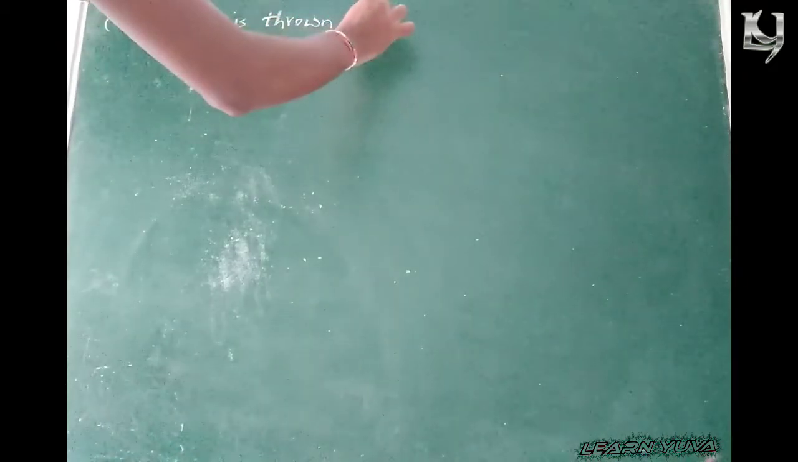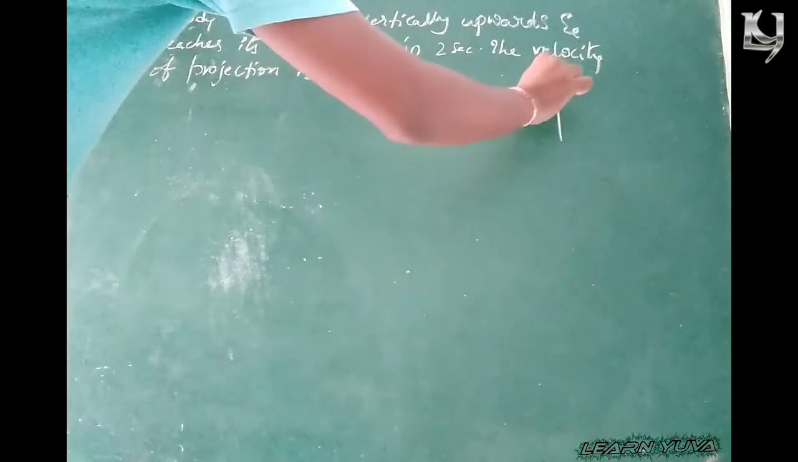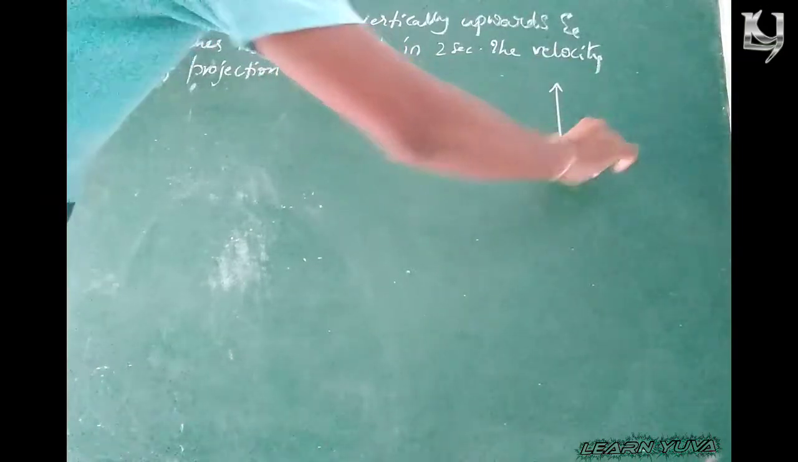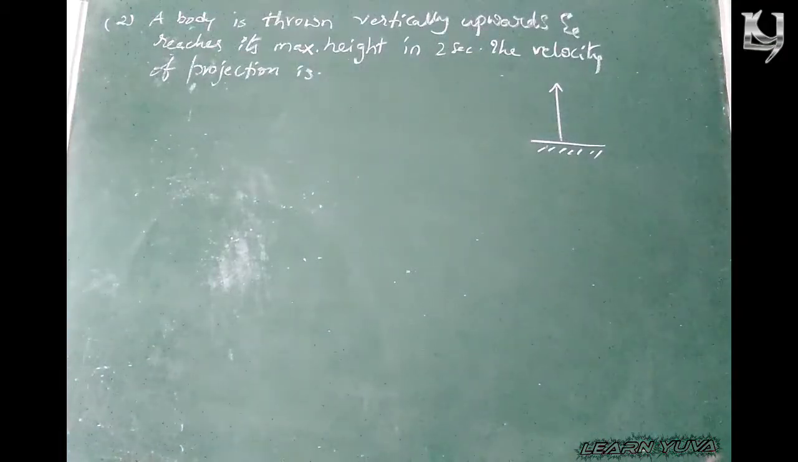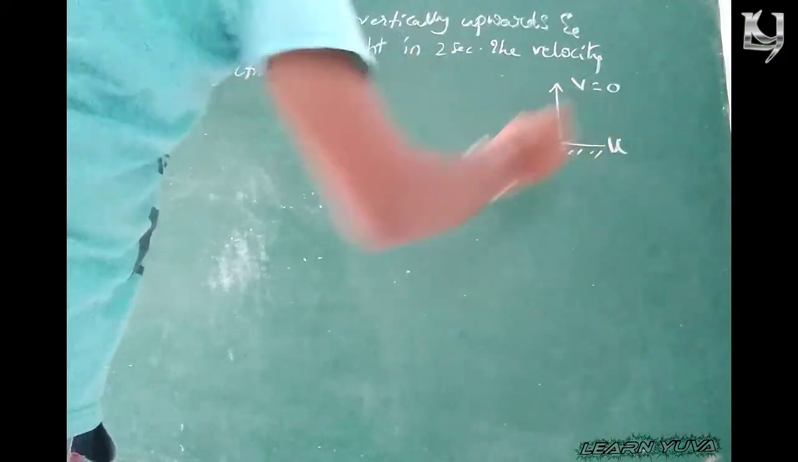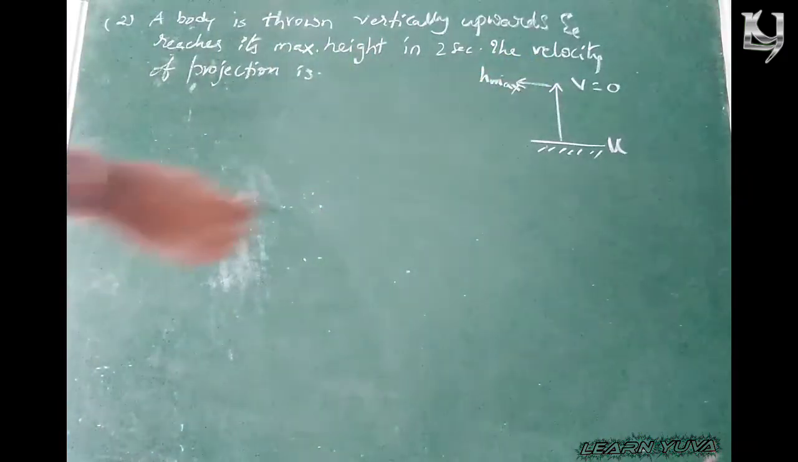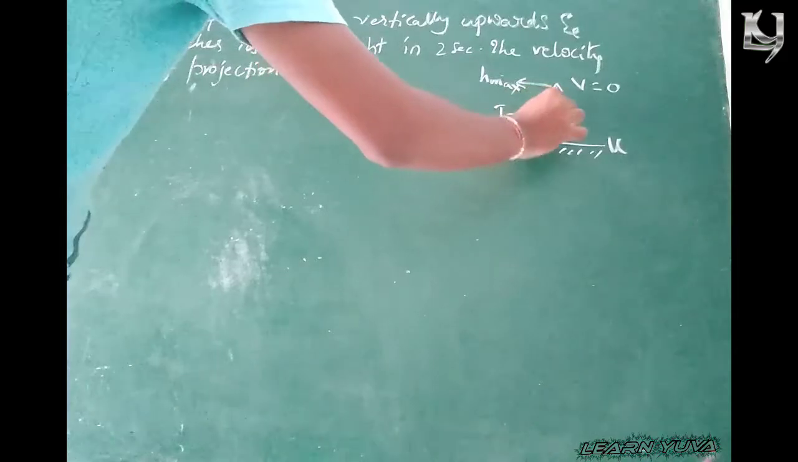A body is thrown vertically upwards and reaches the maximum height in 2 seconds. So we have to take that as vertically upwards from the ground. Whenever the body is thrown vertically upwards, it has the initial velocity u and final velocity is 0. V is equal to 0. It reaches its maximum height in 2 seconds. Time is equal to 2 seconds.